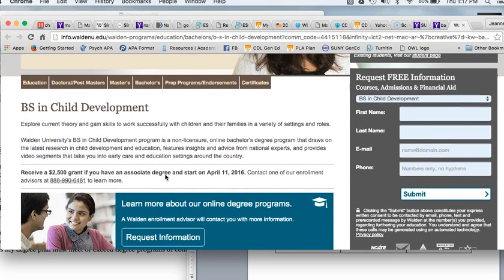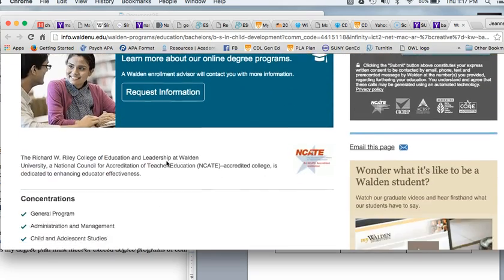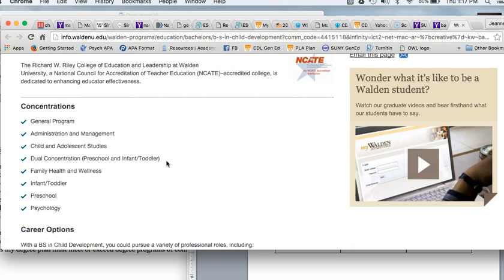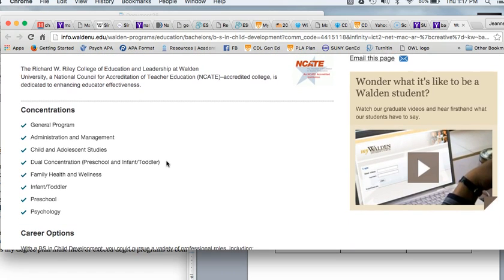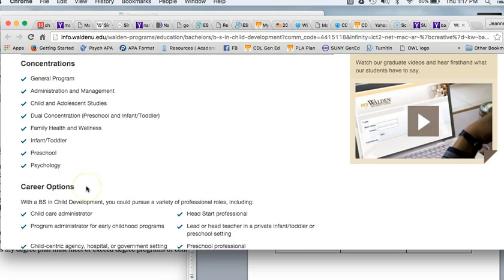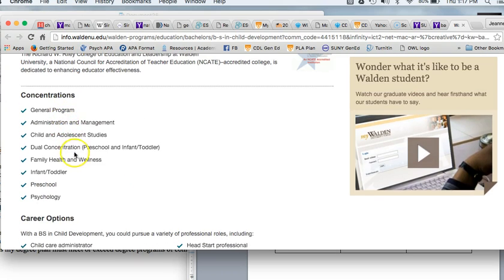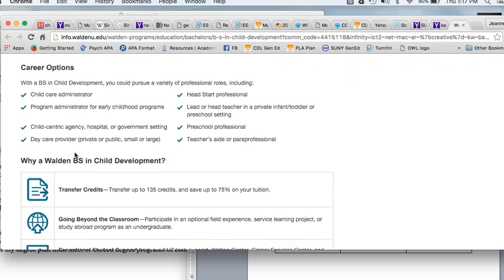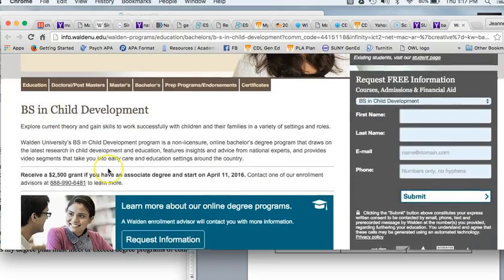So here's a BS in Child Development from Walden. Child development is a little bit different from early childhood education, but I still think it's an important way. Look, they've got child and adolescent studies, so they do have different concentrations for you to pick from. And really what we're looking for is, do they have a list of classes?